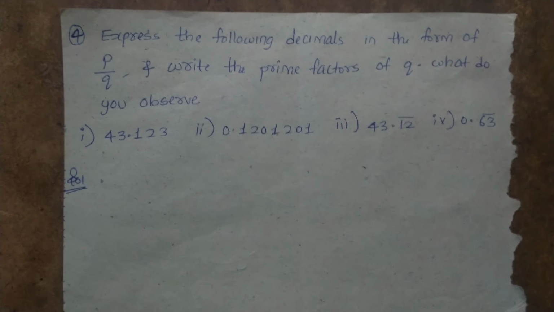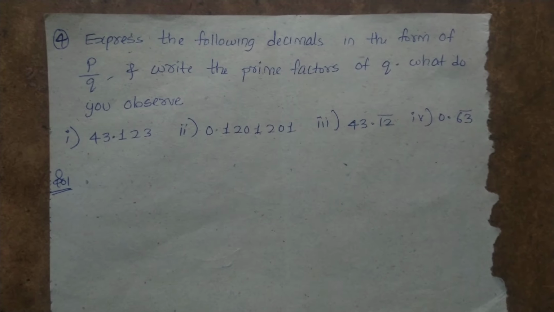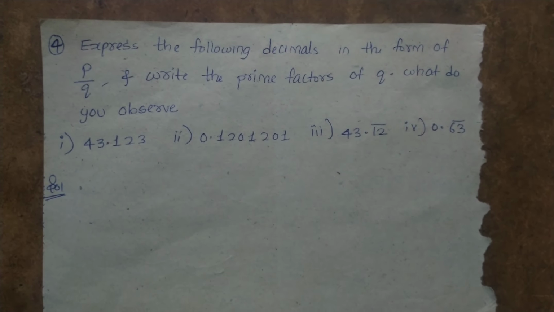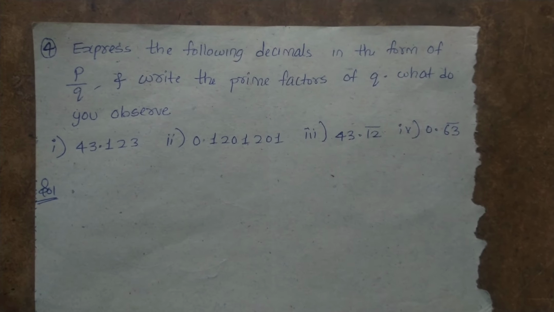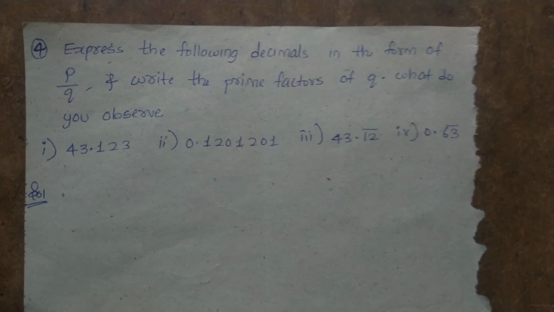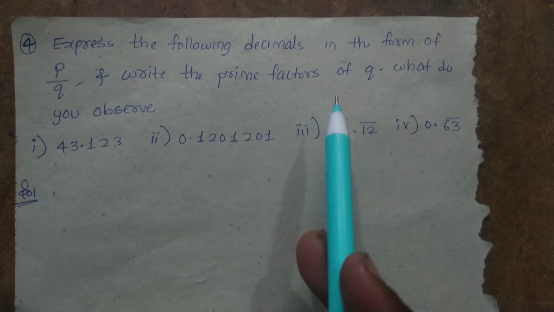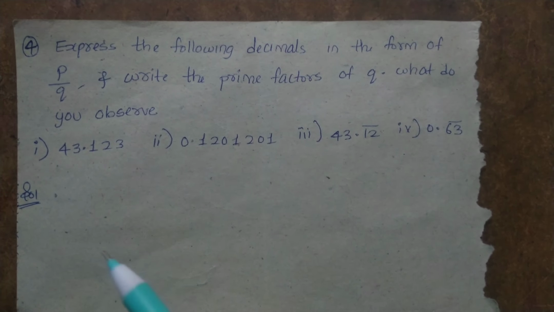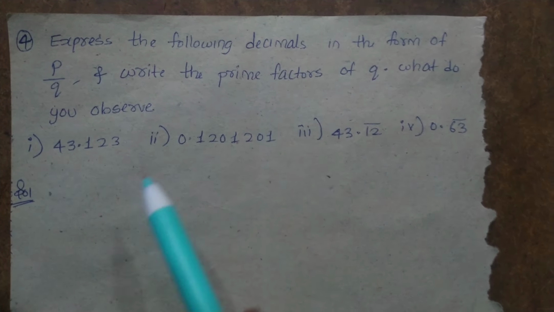Hi friends, in previous videos we have discussed real numbers, exercise 1.1. In that we have discussed 1.3, and we have completed the third bit. So now we are going to see the fourth bit. Express the following decimals in the form of p by q, and write the prime factors of q. What do you observe?